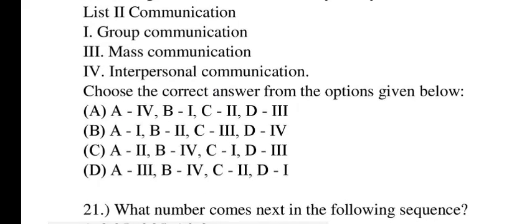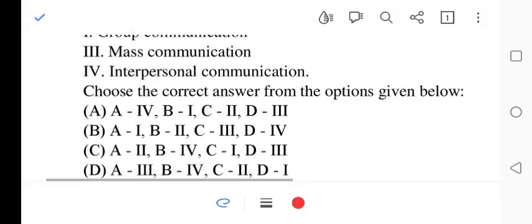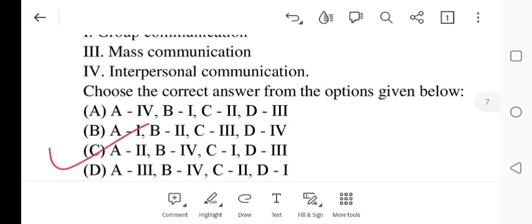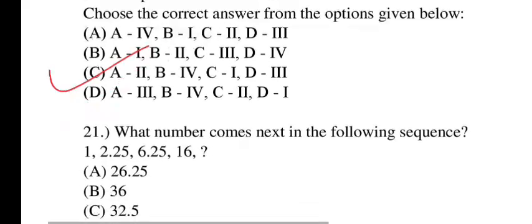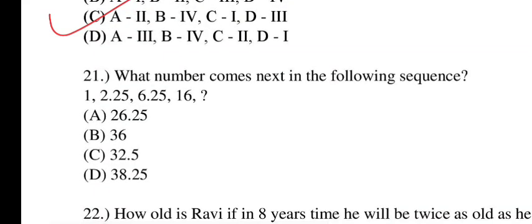Now choose the correct answer from the options given below. Option A: A4, B1, C2, D3. Option B: A1, B2, C3, D4. Option C: A2, B4, C1, D3. Option D: A3, B4, C2, D1. So for question 20, option C will be correct: A2, B4, C1, D3. If you would like to go back to the previous slide, you have to go back through the backward mode of this video.